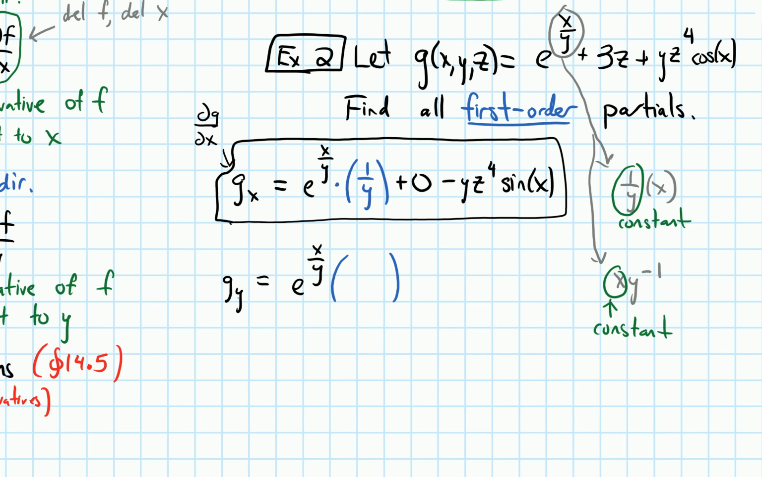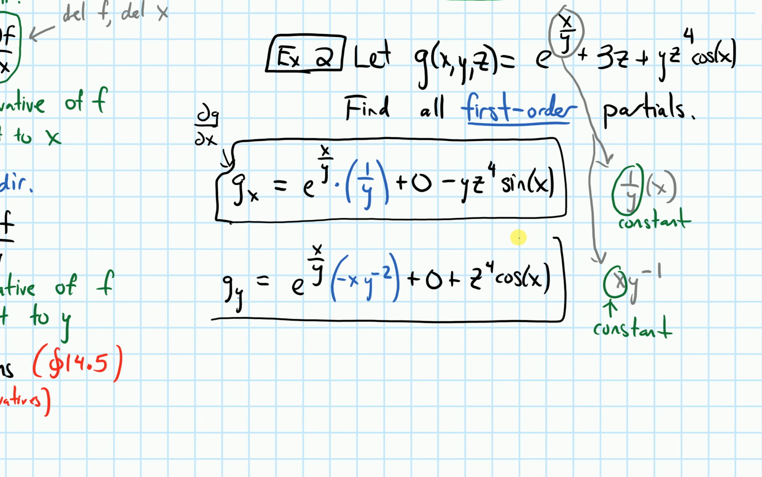So the derivative of this is going to be the negative 1 will come in front. I'll get negative x, x is a constant, and then I'll get y to the negative 2. It's just power rule. All right, the derivative of 3z is still 0 again, because I'm taking the derivative with respect to y, which means I'm still thinking of z as a constant. And then for the rest, z to the 4th cosine x is a constant, so I just end up leaving that there, and the derivative of y is 1. So I'll get plus z to the 4th cosine x. Right, so that's my partial with respect to y.